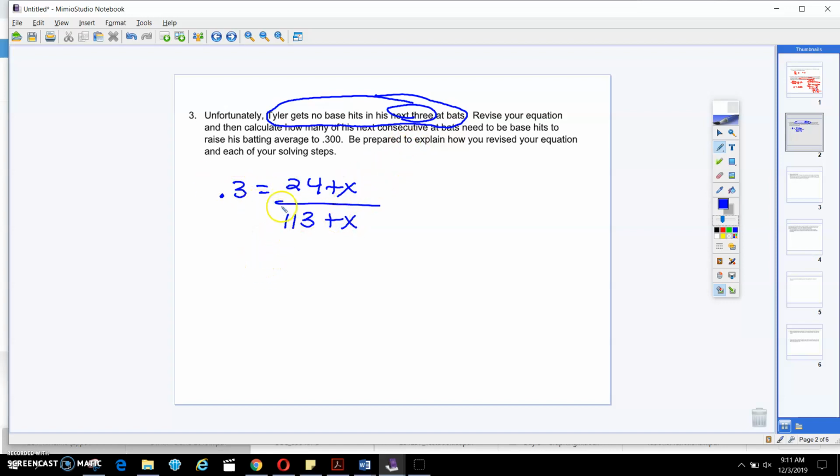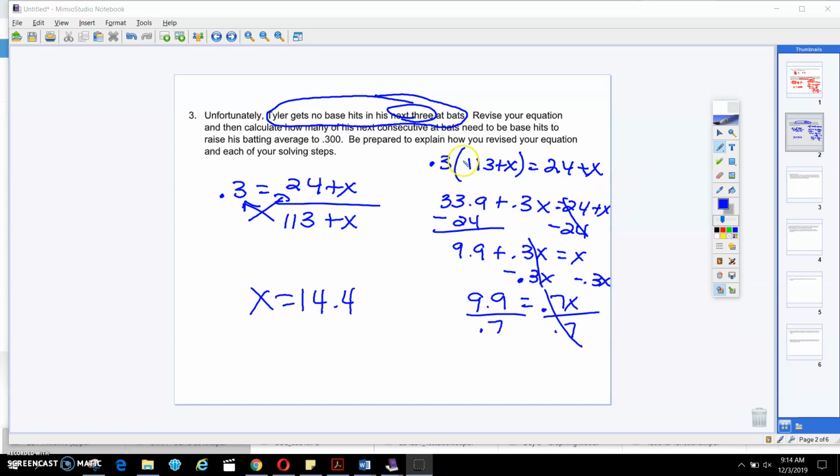It's the same exact process that we did on the last one. So we're going to cross multiply and solve. We're going to do 0.3 times 113 plus x equals 24 plus x. Go ahead and take a moment and try this one on your own. So when you distribute this, you're going to get 33.9 plus 0.3x equals 24 plus x. You're going to subtract 24 from both sides. That's going to give me 9.9 plus 0.3x equals x. You're going to subtract 0.3x from both sides.